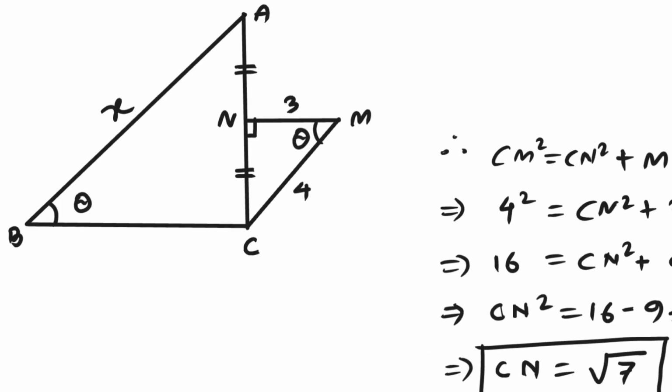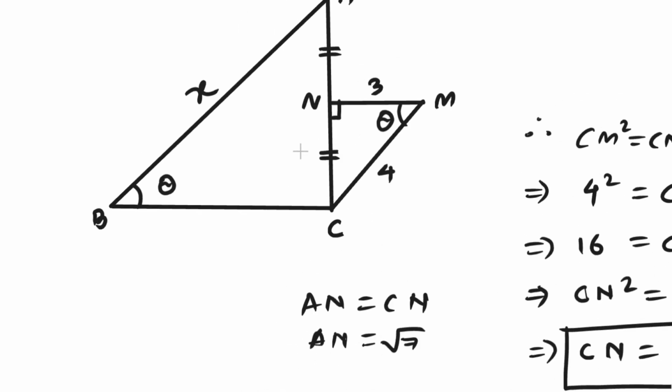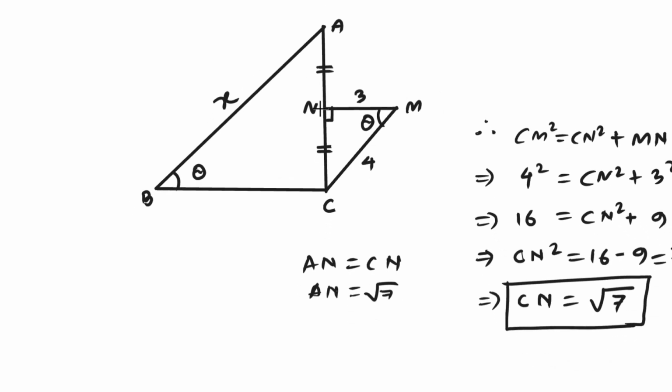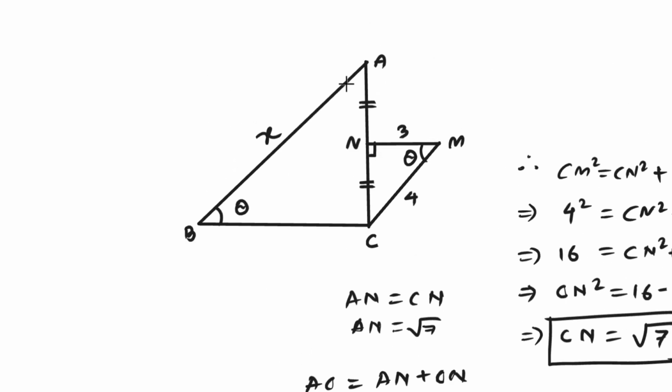Notice that the diagram tells us AN is equal to CN, so AN is also the square root of 7. Now we can find the entire length, AC. Since point N lies between A and C, AC equals AN plus CN. That is square root of 7 plus square root of 7, which simplifies to 2 multiplied by the square root of 7. Up to this point, we have found all the lengths we need.